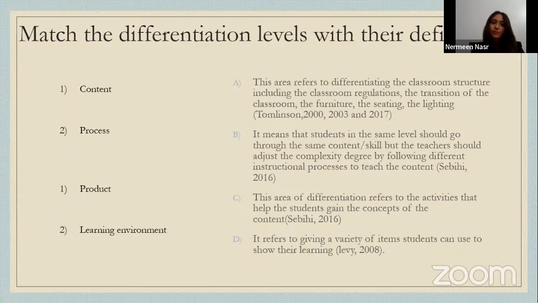Okay, I think we are ready to start. So the content differentiation, I'm going to match it with letter B. Process definition with C. Product, learning environment A, and product with D. So let's take them one by one in detail to talk about them.